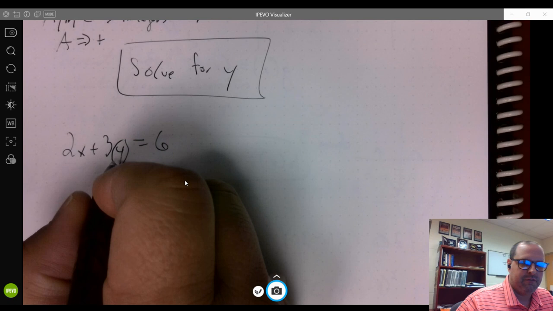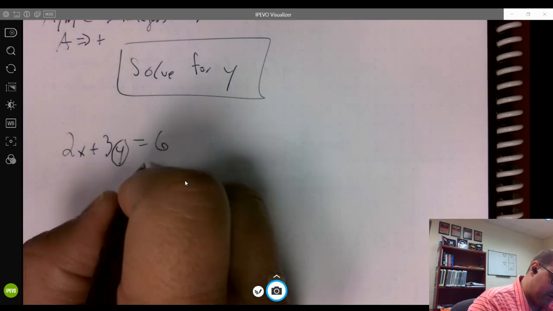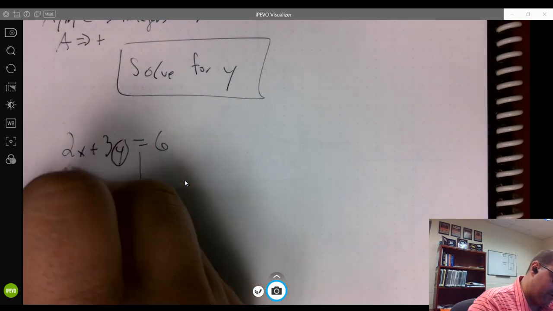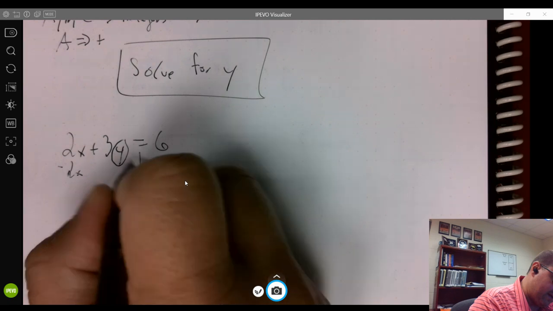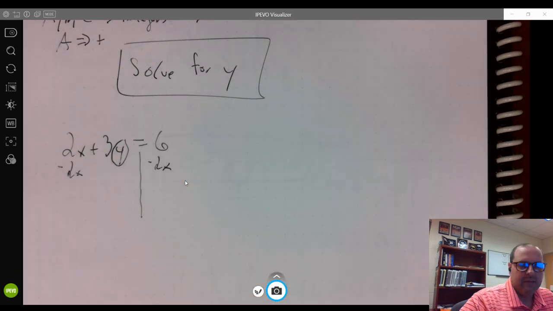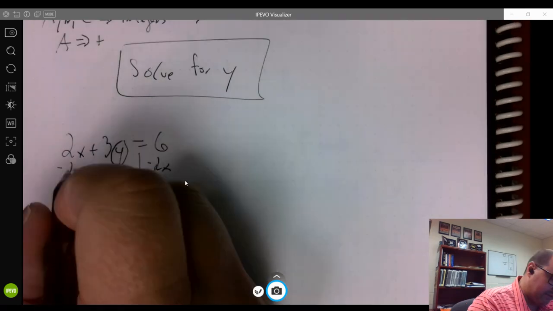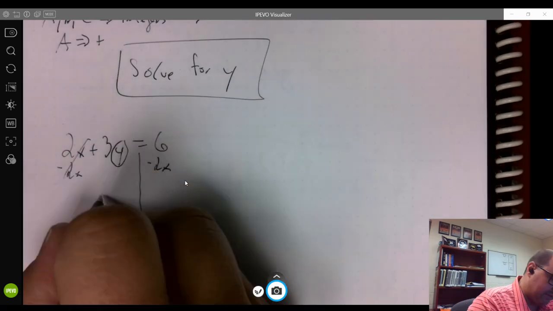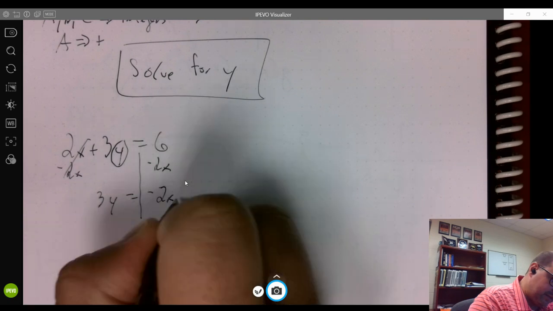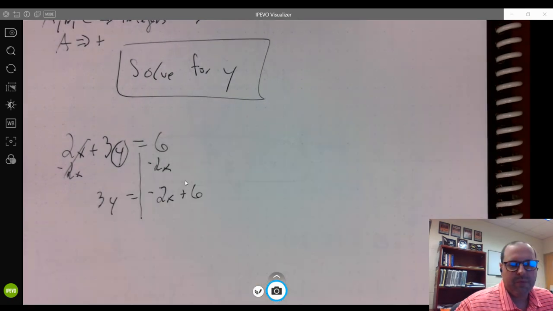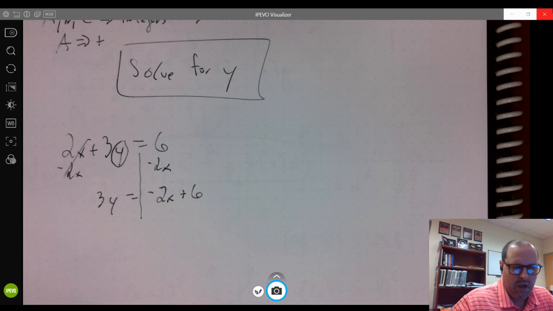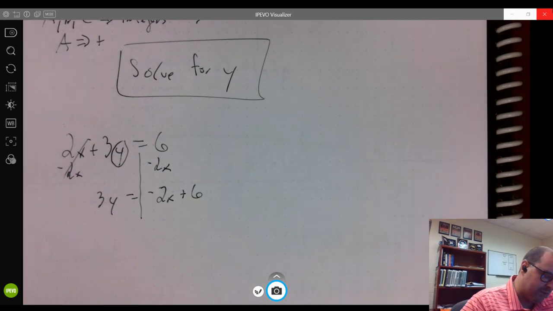If I'm solving for y, the first thing I want to do is move over anything that is added or subtracted with the y. So I have a positive 2x, and I subtract 2x. This is why when we did this in the first couple of weeks, we said let's put the x first, not 6 minus 2x, because we want to write it in slope-intercept form, because that's what we're doing now.